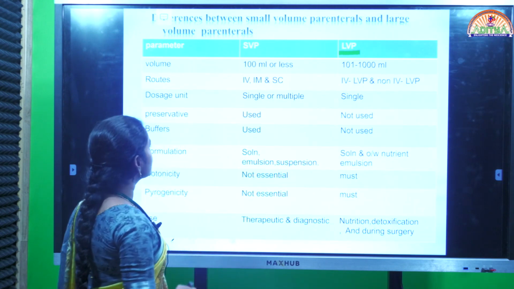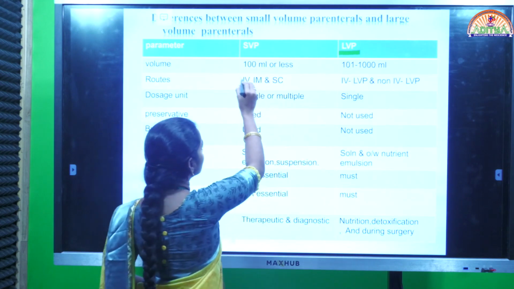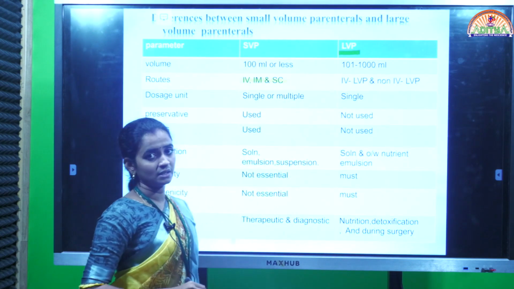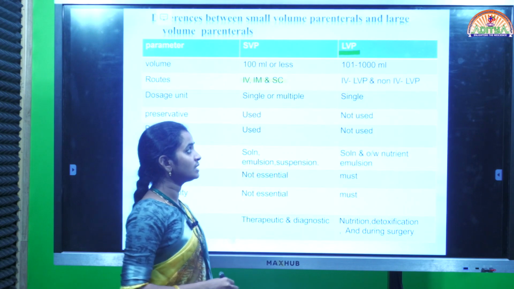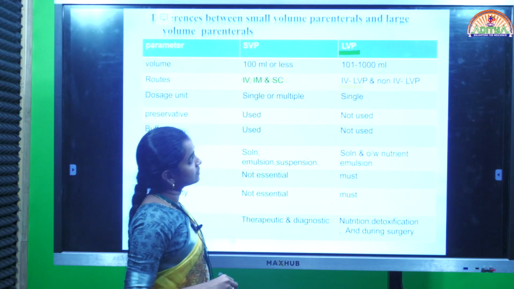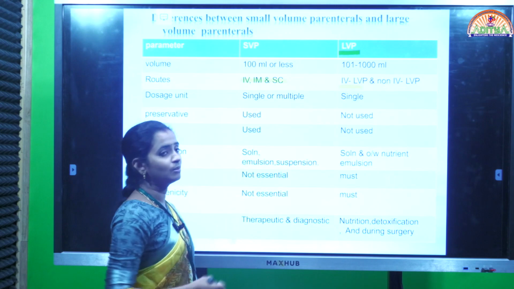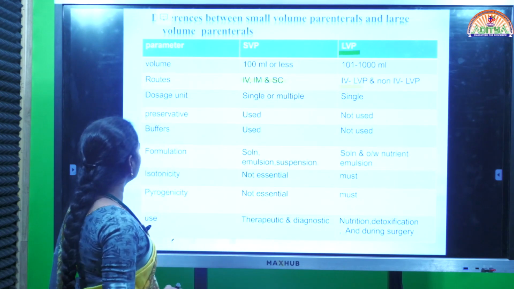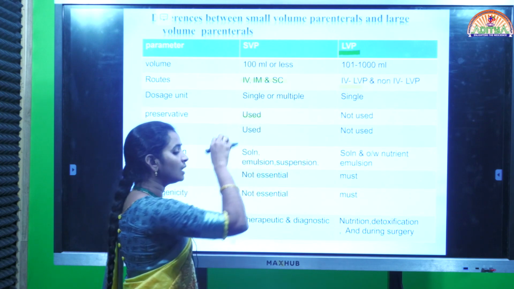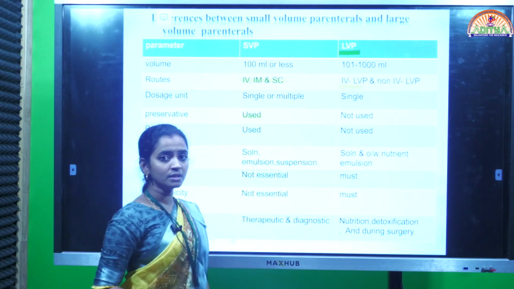And next one, routes. If it is a small volume parenteral, we can administer the drug by these ways: intravenous, intramuscular and subcutaneous. And coming to the large volume parenterals, we can introduce the drug either intravenously or non-intravenously. Anyway, we can use the large volume parenterals. And then preservative. In small volume parenterals, the addition of a preservative is mandatory, but in large volume parenterals, it is not used.